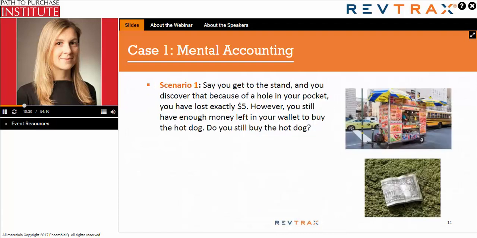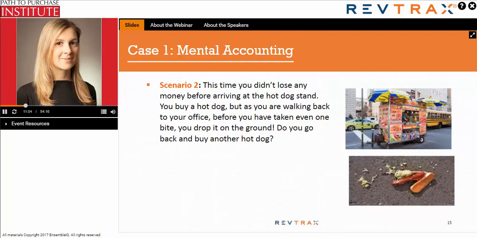In scenario one, let's say you get to the stand and you discover that because of a hole in your pocket, you realize that you have lost exactly $5. However, you also know that you still have enough money left in your wallet to buy the hot dog. So I want you to answer to yourself, do you still buy the hot dog? Think about it, yes or no. Okay, and remember that. And then let's do scenario number two.